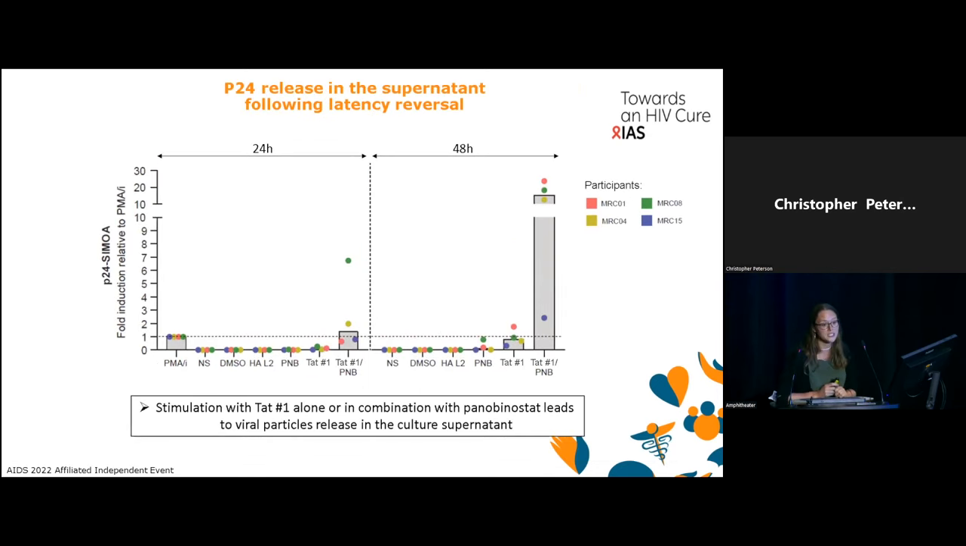So, okay, they are producing P24 intracellularly, but now is there a release of viral particles in the supernatant? This is also important to define. So again, we performed the P24 Simoa assay on the supernatant from those cultures, and the results are expressed as a fold induction relative to PMA ionomycin. Again, you can see that if you stimulate with the TAT compound in combination with panobinostat, this is inducing the release of viral particles in the supernatant at 24 hours, but this is particularly marked at 48 hours.